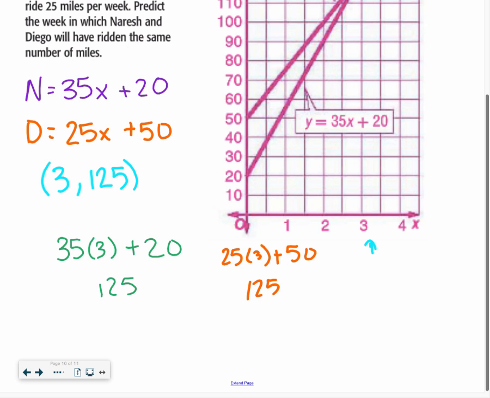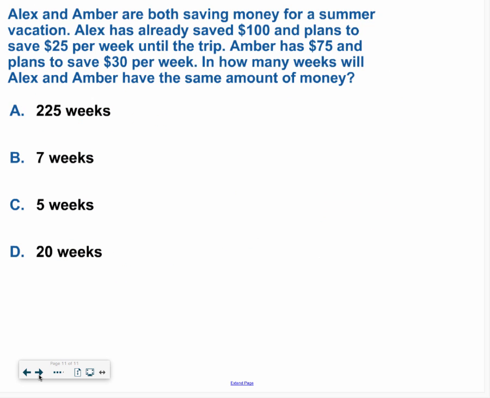Okay? So you have one example to go ahead and try and see if you can figure it out. Go ahead. Hopefully you were able to determine that Alex and Amber will have the same amount of money in 5 weeks.